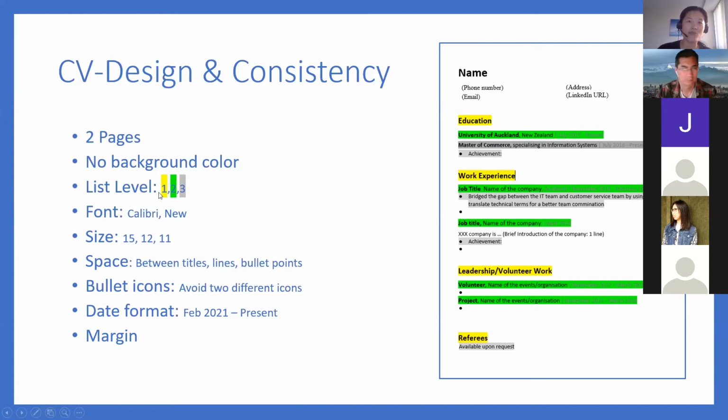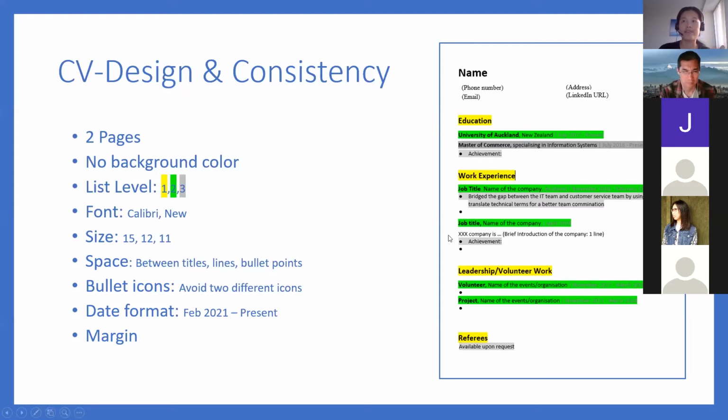Next, list level. For list level, what I meant is the level of the sections. Highlighted by yellow is the first level, by green is the second level, and by gray is the third level. For example, I have education, work experience, leadership, voluntary work, and referees. These are level 1. And level 2 is University of Auckland. Level 3 is Master of Commerce. So you can see the different levels, one under each.